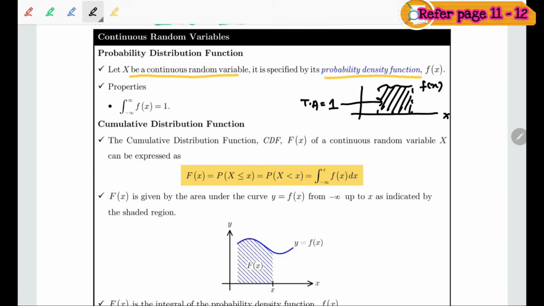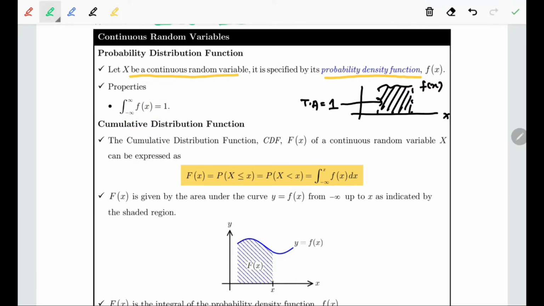From here, we can form a property: the integration of f(x) from negative infinity to infinity, or the integration of f(x) from the lowest to the uppermost limit, must equal 1. You have to clearly understand that this is a very important property that you have to keep in mind in order to solve questions involving the continuous random variable.